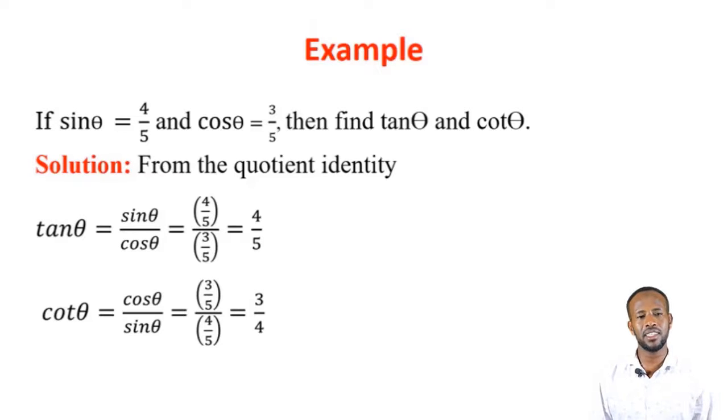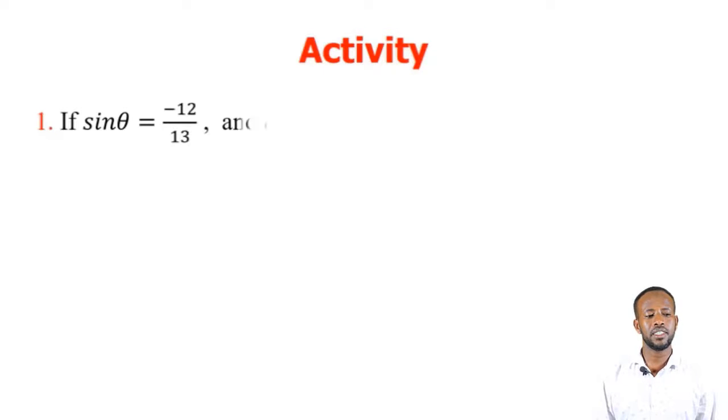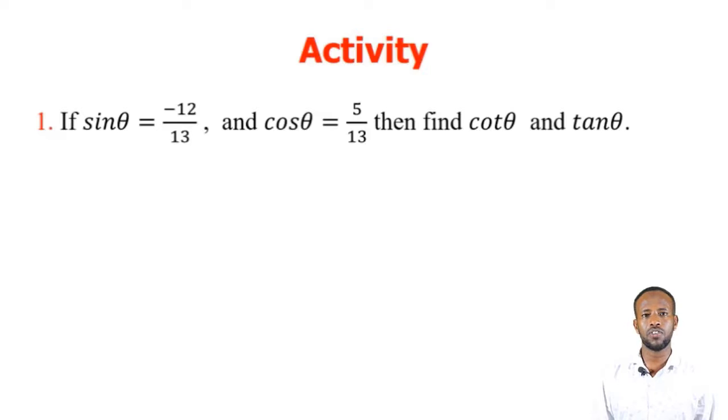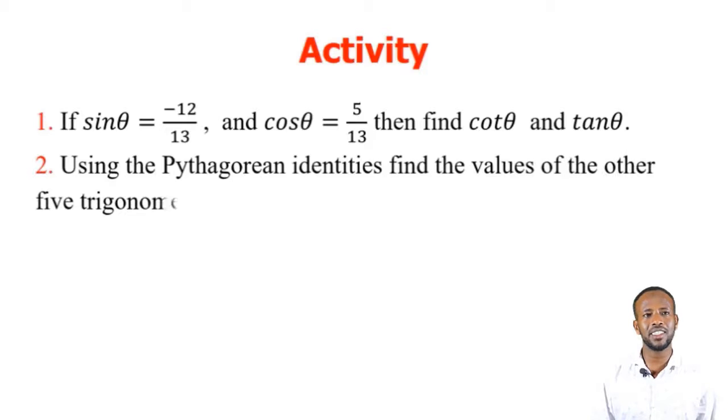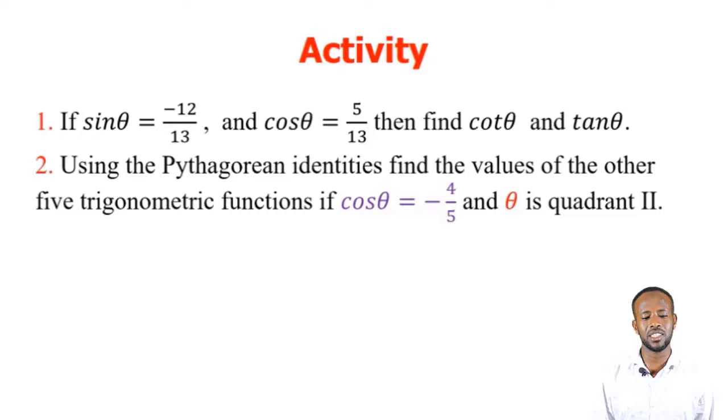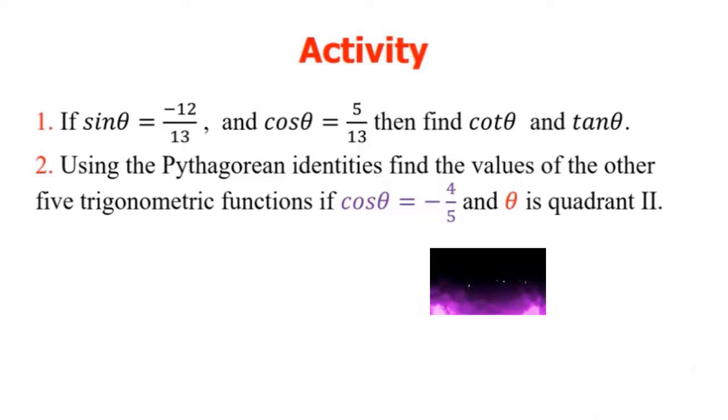Now again, let us see the activity that you will try on your own. Try by yourself first, then you will check your answers together. If sine theta is equal to negative 12 over 13 and cos theta is equal to 5 over 13, then find cotangent theta and tan theta. This is the first question. Second, using the Pythagorean identities, find the values of the other five trigonometric functions if cos theta is equal to negative 4 over 5 and theta is in quadrant 2. Take care and give special attention to the quadrant.